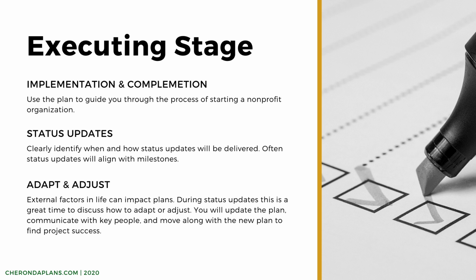Something that happens during those updates is opportunities to adapt and adjust. Life happens. Things happen in life that we just could not plan for, and those things impact project success. And so when we're having those update meetings, we can adapt and adjust to our changing environment, update the plan, and move forward with success.